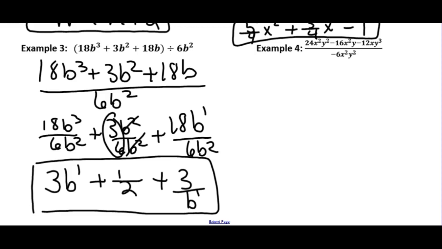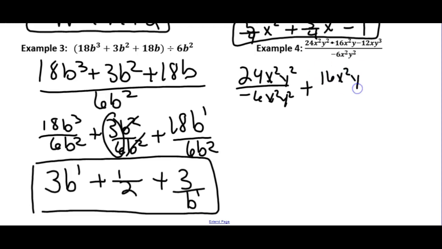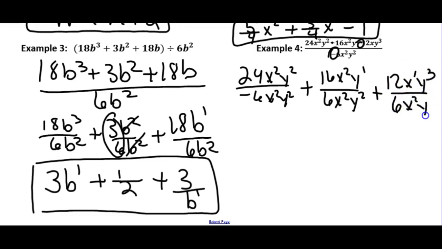And then the example 4, we have 24x squared y squared divided by negative 6x squared y squared plus, because we have a minus divided by a minus, so it's going to be a plus 16x squared y to the first divided by 6x squared y squared. And some of you might say, isn't that negative 6? But remember, I took care of that already because I said a negative divided by a negative is going to be a plus. Same thing on this third one. A negative divided by a negative is going to be a plus 12x to the first y to the third over 6x squared y squared.